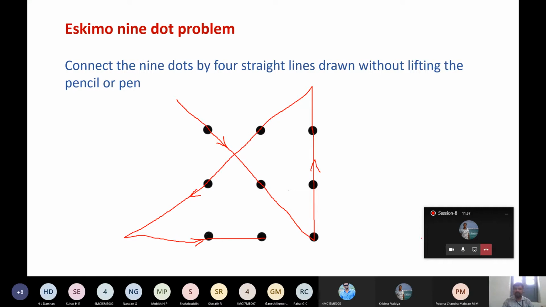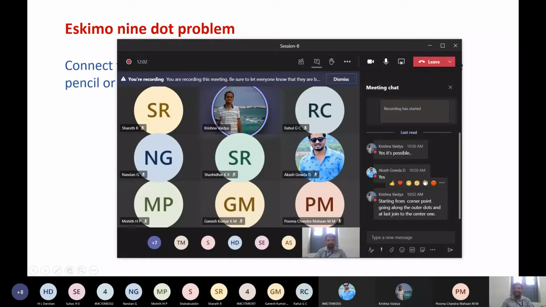What do you understand by this exercise? There is a solution for every problem. Okay, then other than that, Purna Chandra.